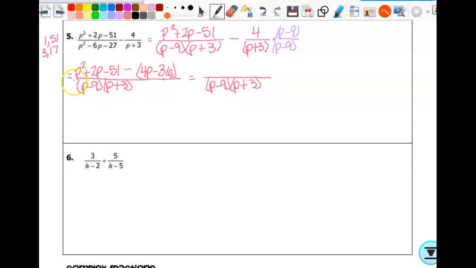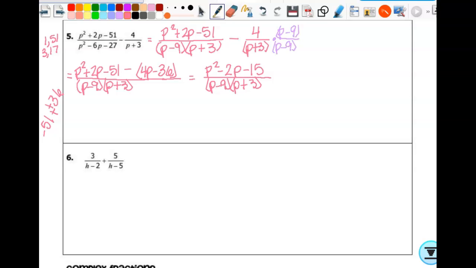And then I'm going to actually do the subtraction. So P squared, that's the only squared term, so that's P squared. 2P minus 4P is negative 2P. Negative 51 minus a negative 36 is what? Negative 51 minus a negative 36. Okay. Those dang integers, man.